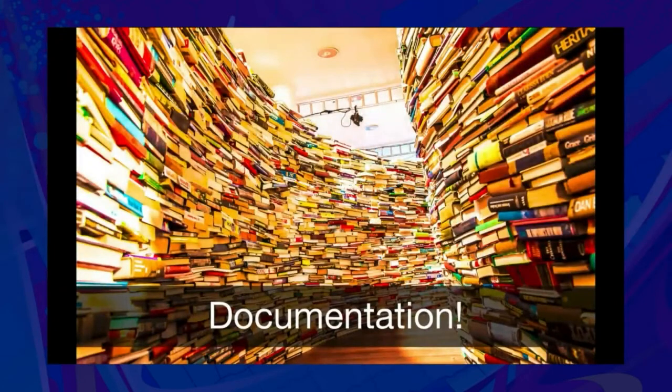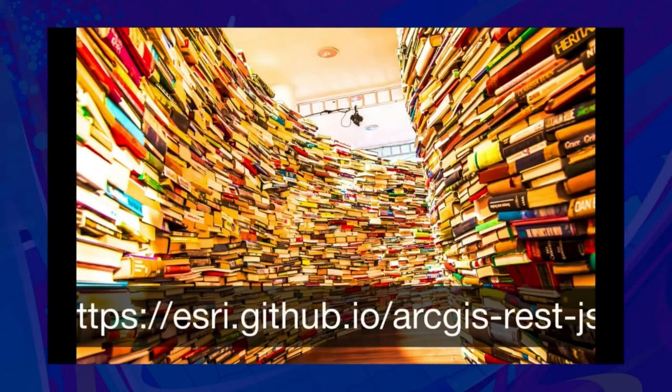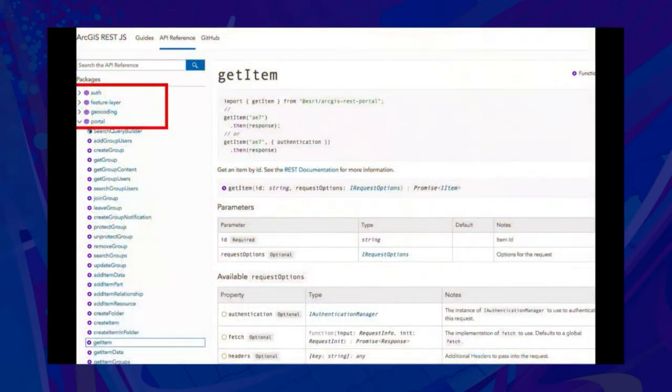I want to talk a little bit about the documentation. This is hosted on GH Pages, GitHub.io, ArcGIS REST JS. It's a pretty standard format, kind of looking help documentation. We've got the packages in a tree view. So let's open up a package. The main one that we're going to be talking about today is the portal package. We can see all the functions that are in there.